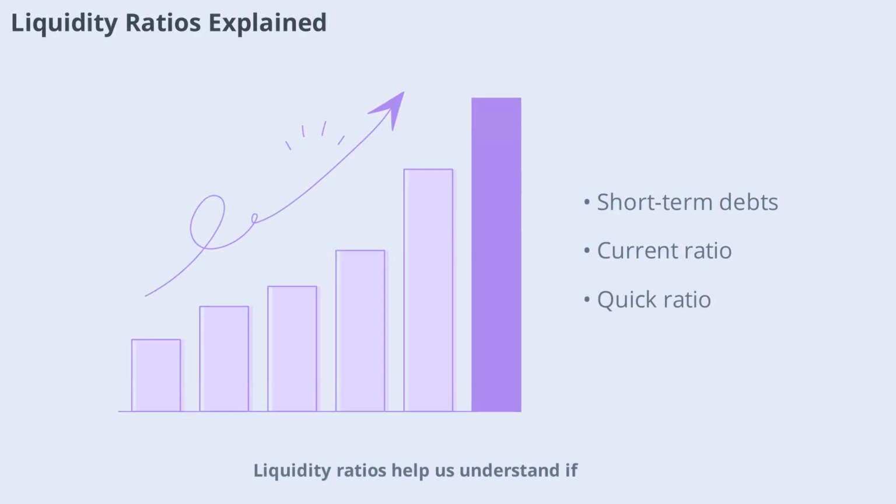Liquidity ratios help us understand if a company can meet its short-term obligations. These ratios are crucial for creditors and investors who want to know if the business can pay its bills on time. The two most common liquidity ratios are the current ratio and the quick ratio. Both use information from the balance sheet to assess short-term financial strength. A higher ratio generally means better liquidity, but too high might indicate unused resources. Next, we'll look at how to calculate and interpret the current ratio.